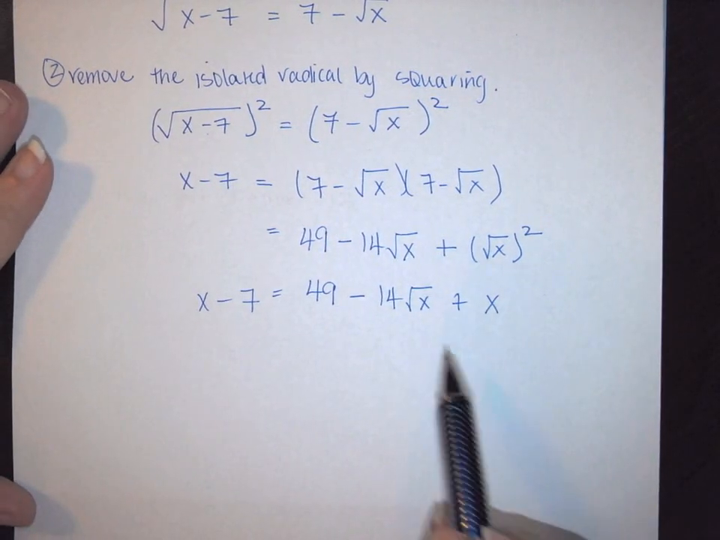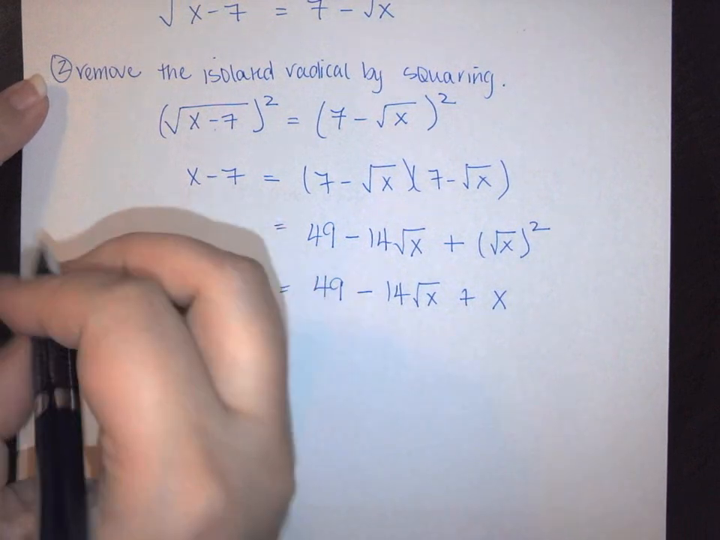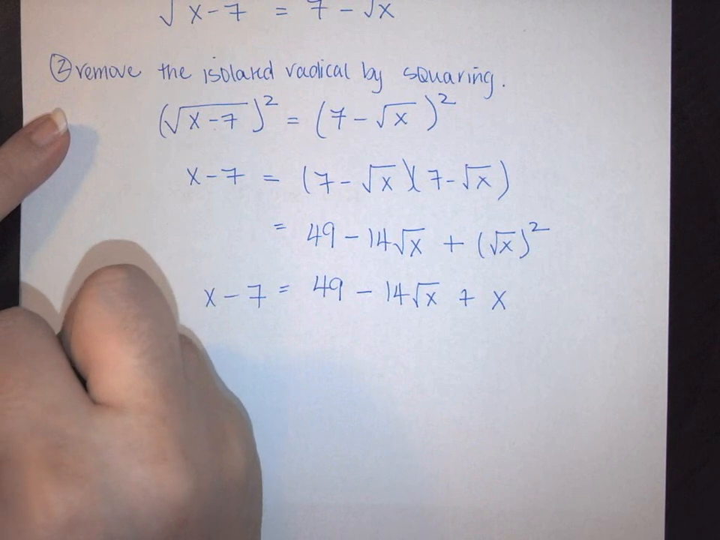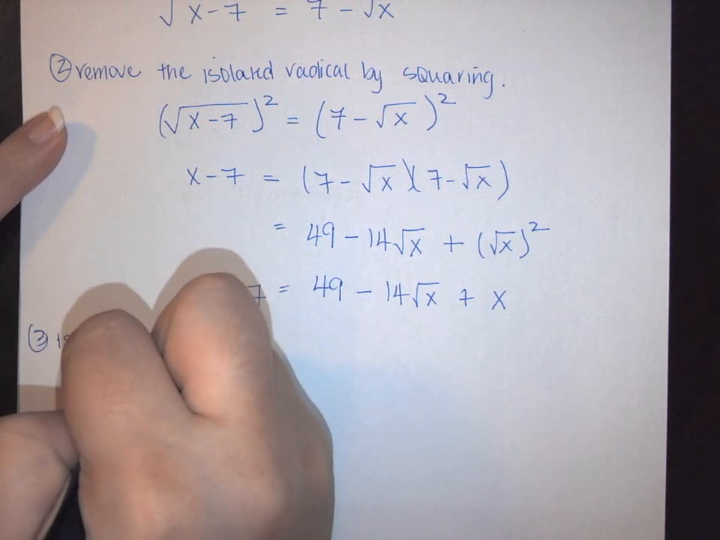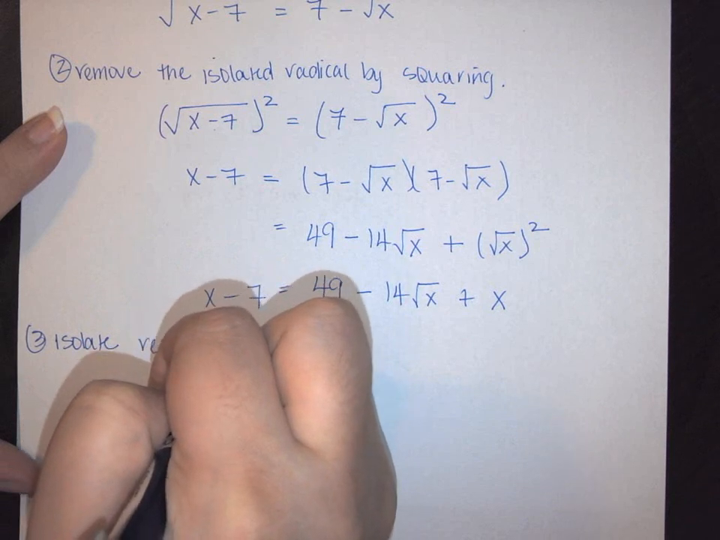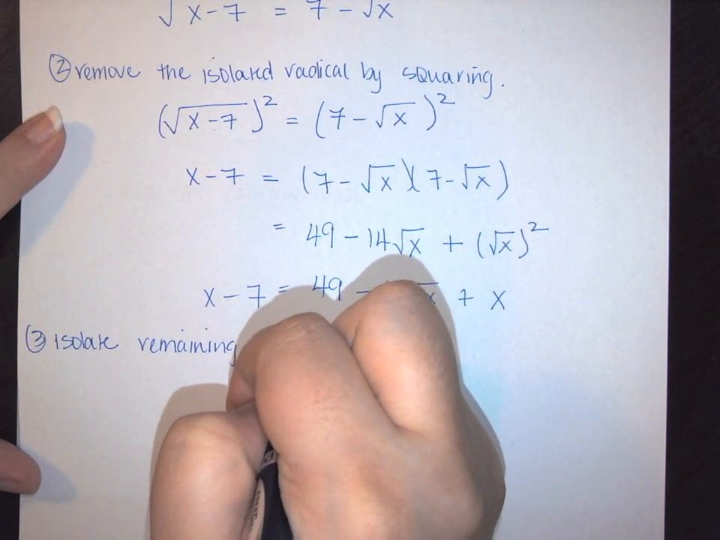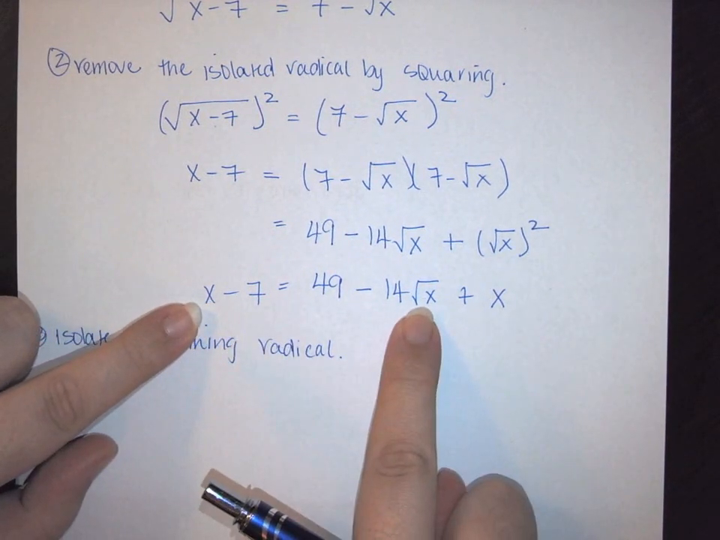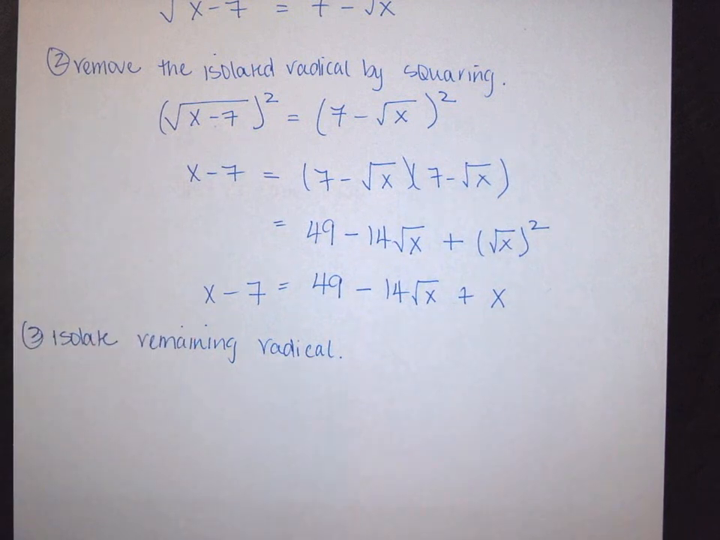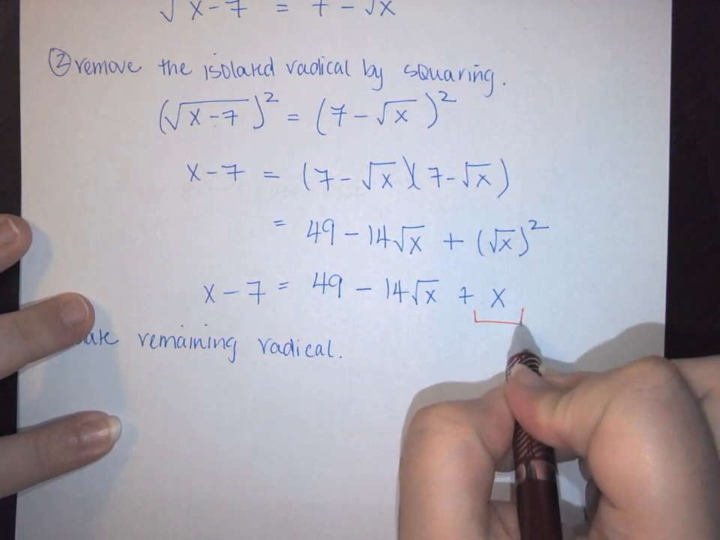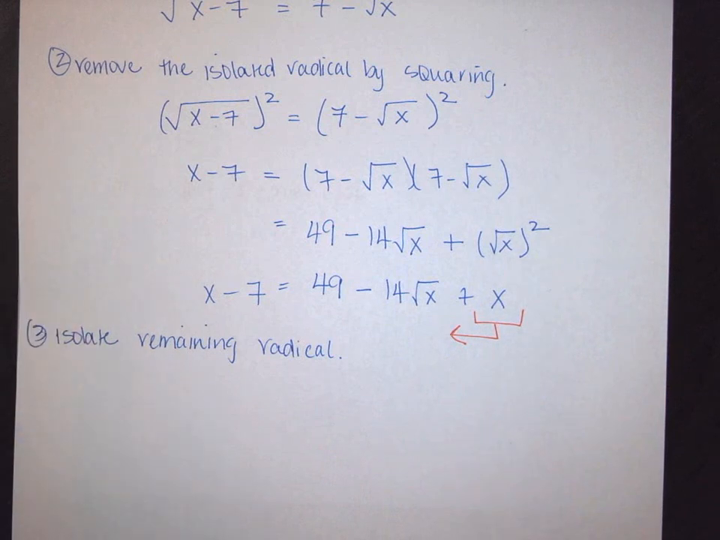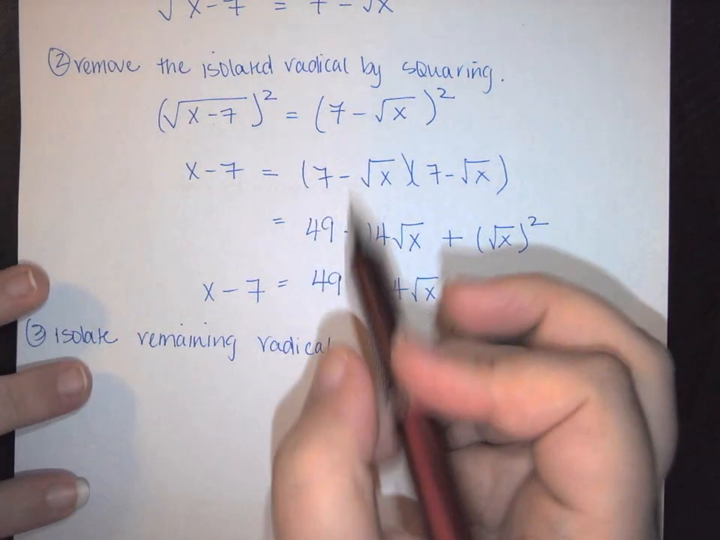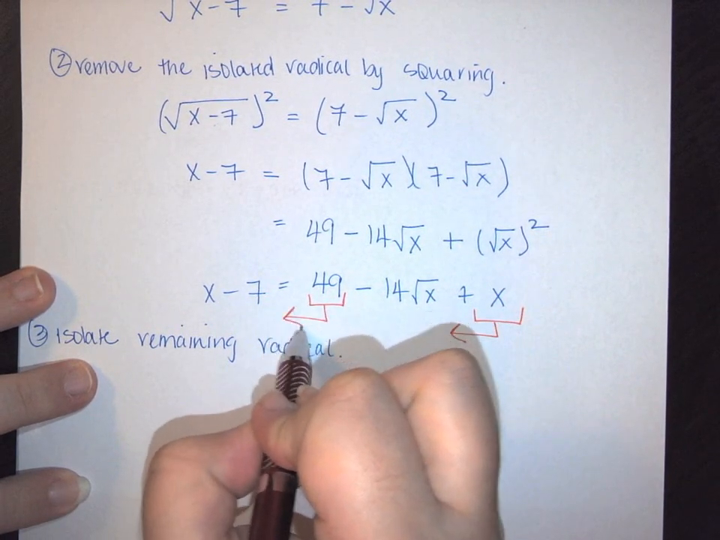So once we do that, now you have to work to isolate. So your third step is you need to now isolate your remaining radical. So here essentially what we're doing is we need to get this square root all by itself. So I'm going to take this x and I'm going to move it. In order to do that, I subtract x, minus x means the x goes away. I am also going to take this 49 and move it.